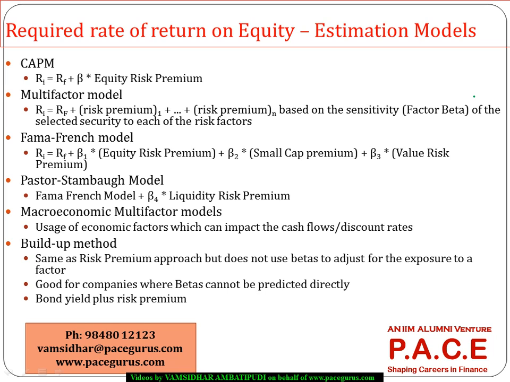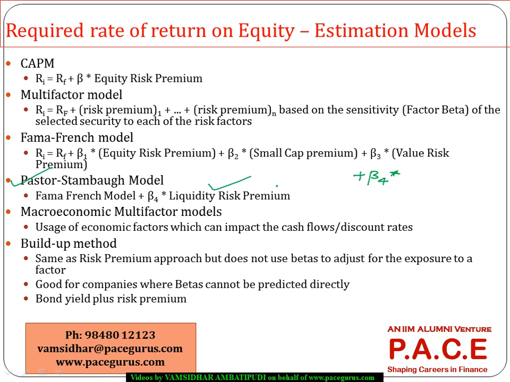Then coming to the next model, which is the Pastor-Stambaugh model. It is exactly a Fama-French model, but a small extension. Even a beta 4 is being considered as a part of the Pastor-Stambaugh model, multiplied by its liquidity risk premium. Again the same, because the Pastor-Stambaugh model made an assumption that even liquidity plays an important role in deciding the expected, the required rate of return on that security. Less liquid securities typically require more return than the more liquid kind of securities.